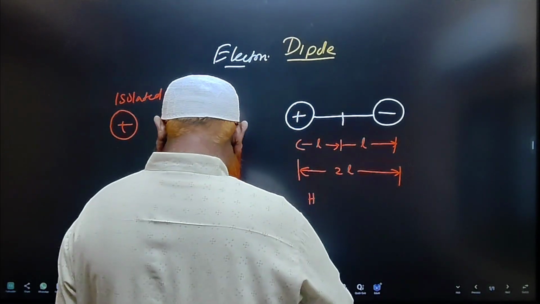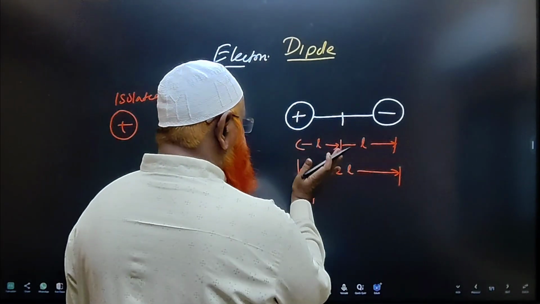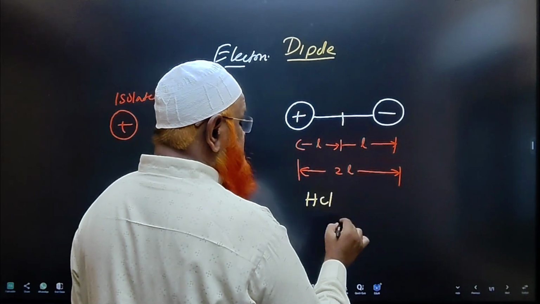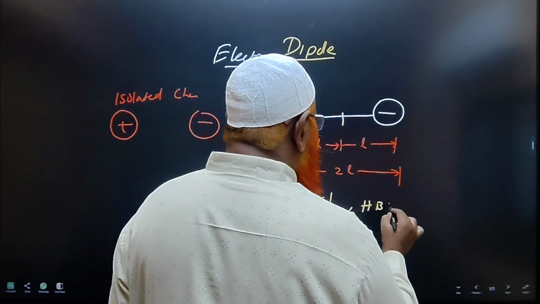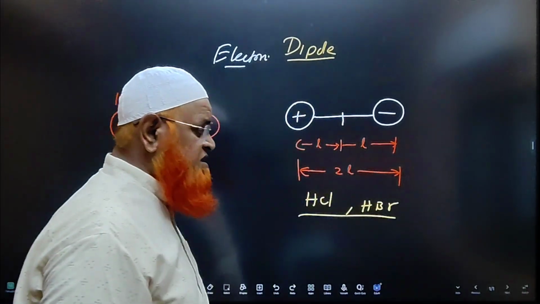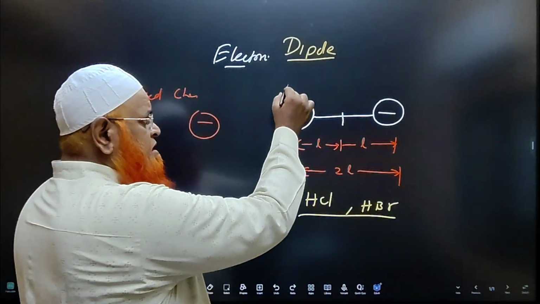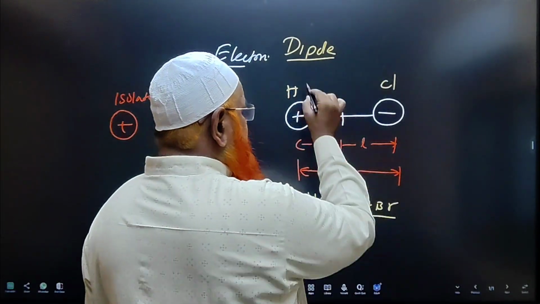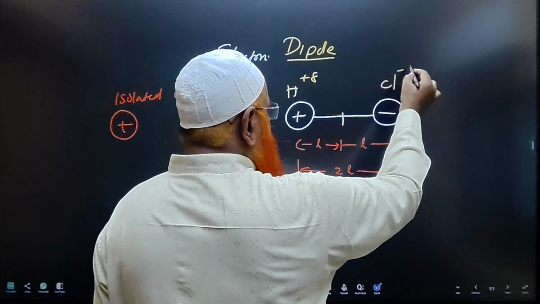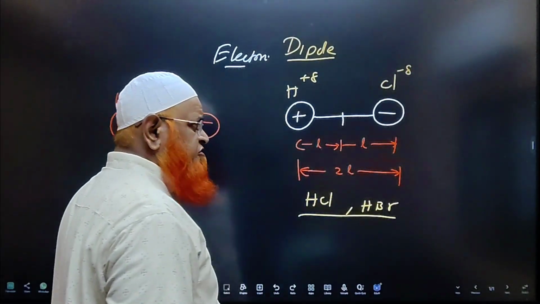The best examples for an electric dipole are HCl and HBr. All these are examples of electric dipoles. One hydrogen and one chlorine, partially positive and partially negative.